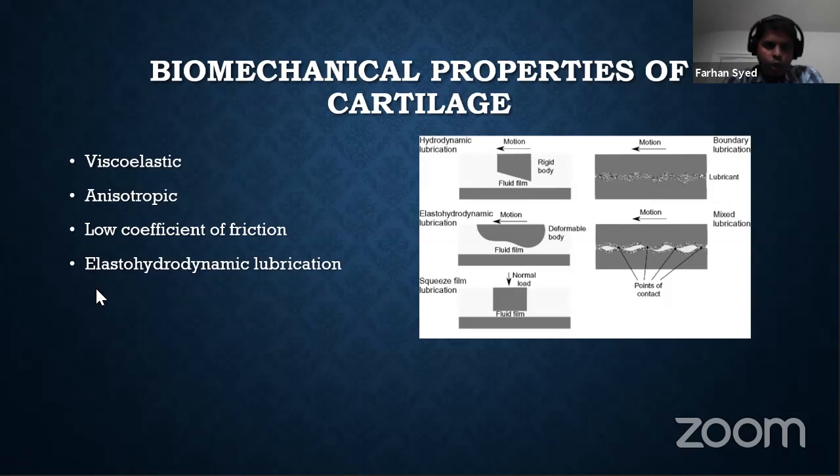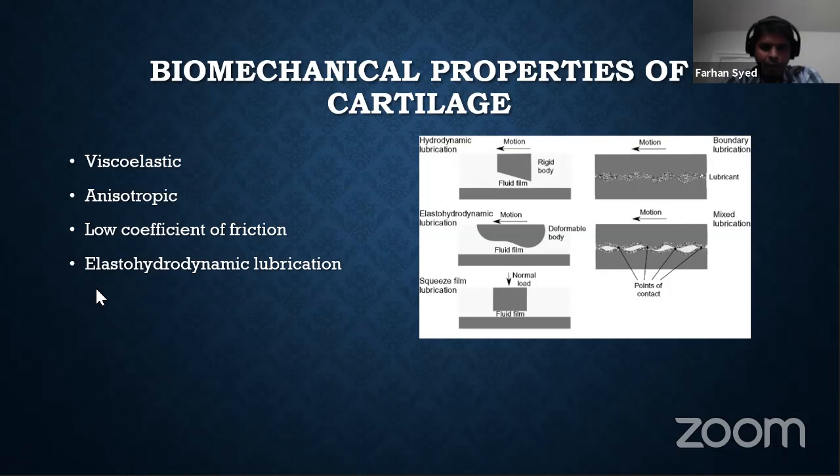Second, it is anisotropic, which means the physical properties of the cartilage depend on the direction in which the forces are applied. So whether it's the x-axis, y-axis, or the z-axis, cartilage behaves differently, and hence it is anisotropic. Third, it has a low coefficient of friction, which is very important for the joint to move freely. It probably has one of the lowest coefficients of friction compared to most of the bearing surfaces available today.